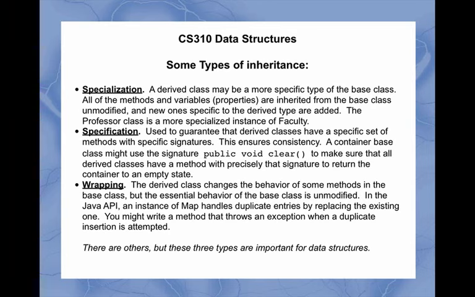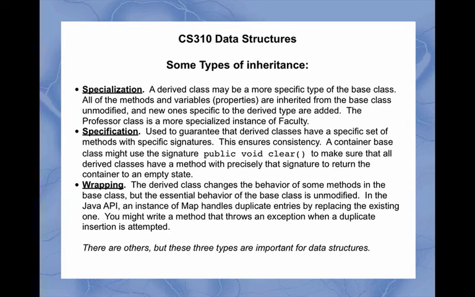The third type of inheritance is wrapping. That is, the derived class changes the behavior of some methods in the base class, but the essential behavior of the base class isn't changed. So an example of that is the class Map in the Java API. Map is a type of dictionary, and it stores data based on keys. So an example of this might be people at SDSU. The key would be the red ID, and then the value, the rest of the record for that person.